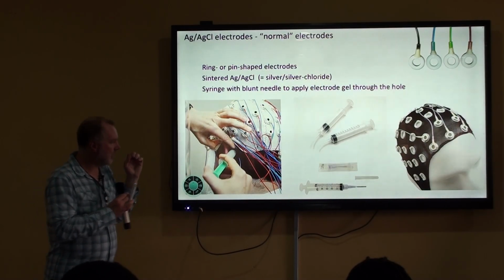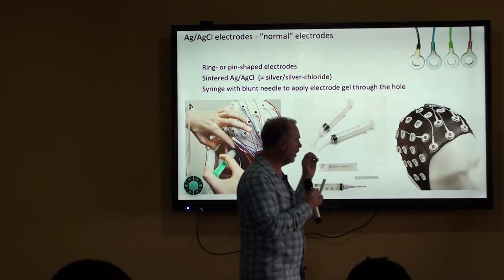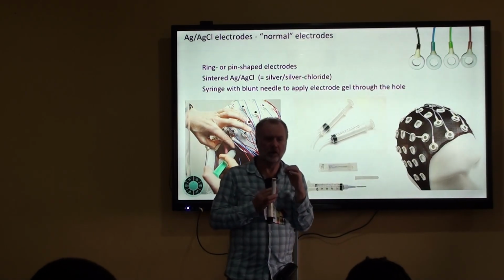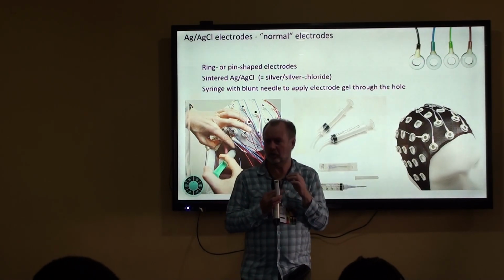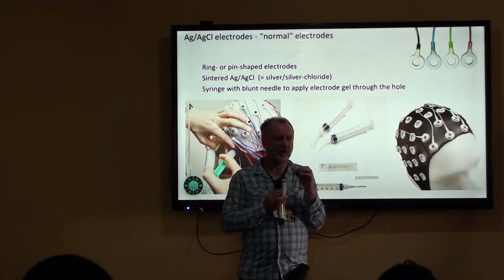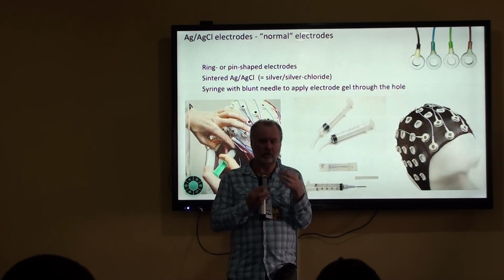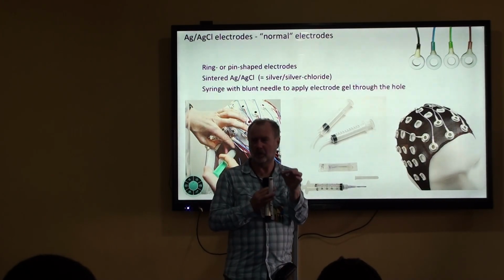And different systems are in use. For example, these ones, they have relatively large holes. And the advantage of these relatively large holes is that we can use a Q-tip. So rather than using a syringe, we can put a little bit of gel on a Q-tip, and we can put the Q-tip in the hole and turn the Q-tip a little bit.